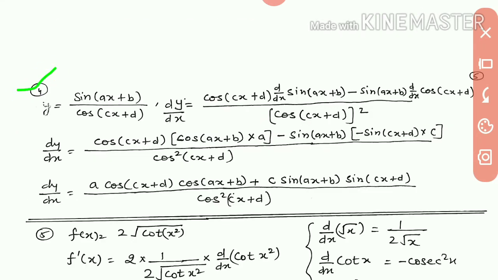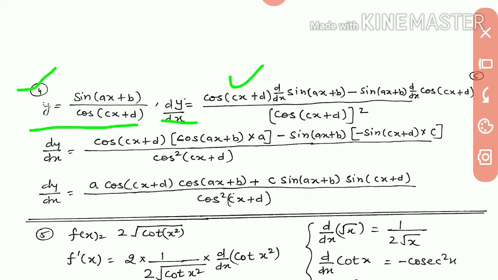Look here, question number 4 is y equal to sin(ax plus b) upon cos(cx plus d). So here you have to do the differential, dy by dx equal to, now this is f(x) upon g(x). So g(x) you write as it is, differential of f(x), minus f(x) as it is, differential of g(x), upon g(x) whole square. Now you write here cos(cx plus d), differential of sin(ax plus b), minus sin(ax plus b), differential of cos(cx plus d), upon cos(cx plus d) whole square.